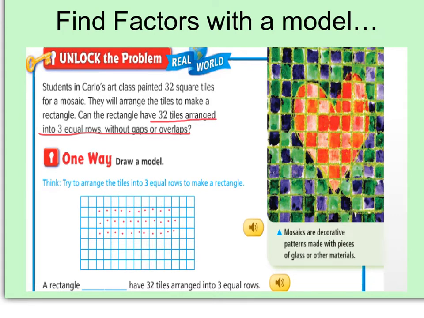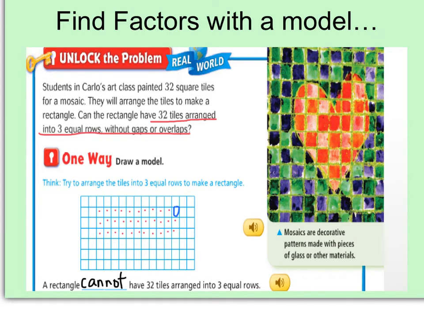In my model, my last row does not have 3 tiles in each row. There would have to be a gap. So to answer the question, can a rectangle have 32 tiles arranged in 3 equal rows without gaps or overlaps? I have to say that that cannot happen. So a rectangle cannot have 32 tiles arranged into 3 equal rows.